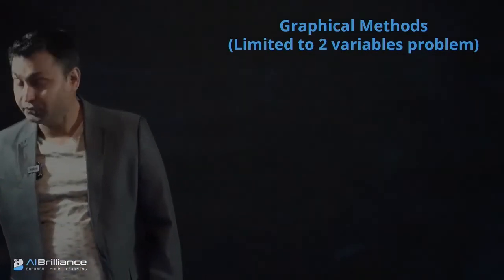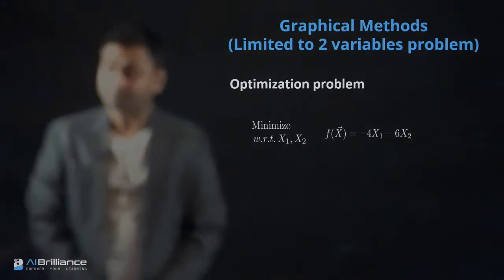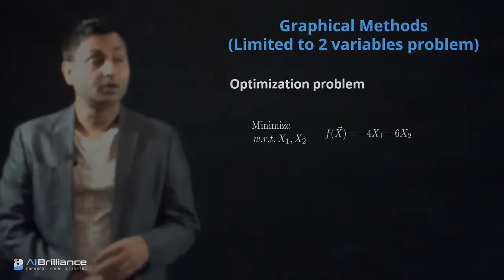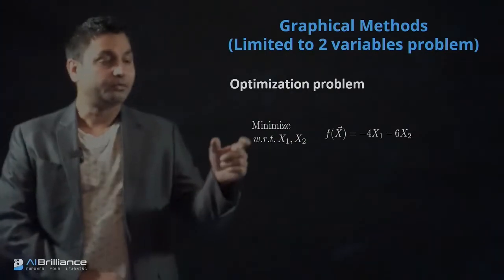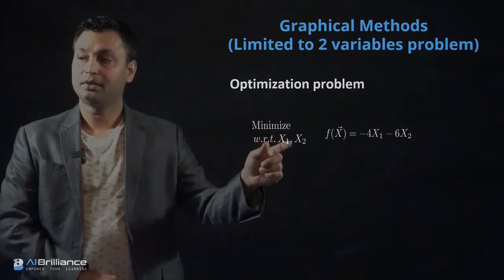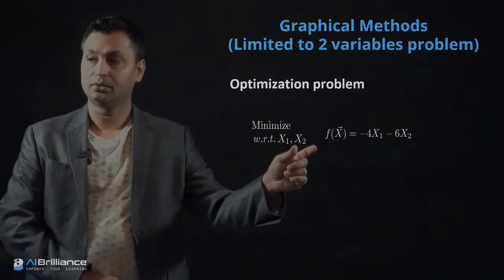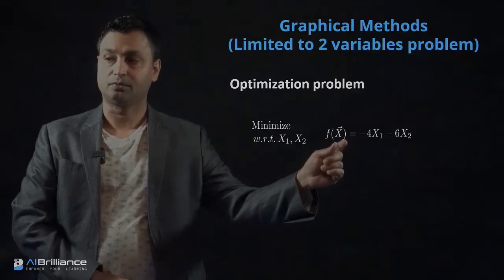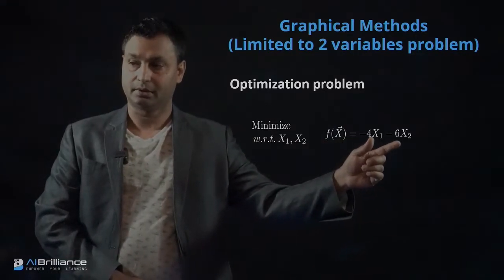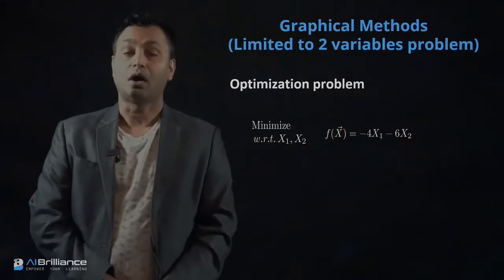What I'm going to do here is start with one optimization problem, which is listed here. Recall we have an objective function, we have minimize, we have two variables x1 and x2, and the optimization function is given by this f(x), which is minus 4x1 minus 6x2. And so this is my objective function.